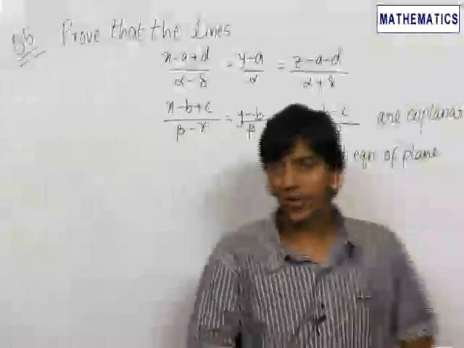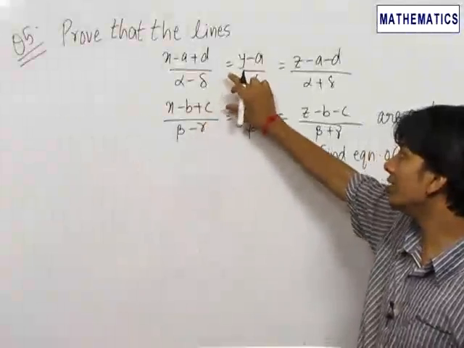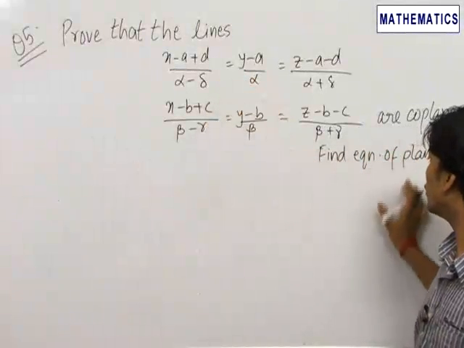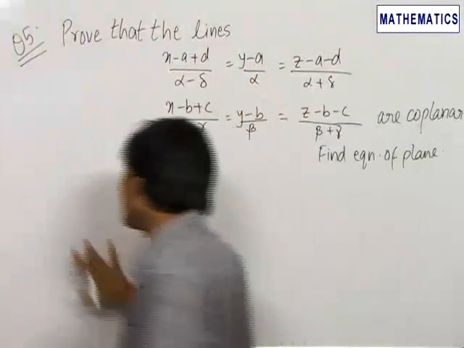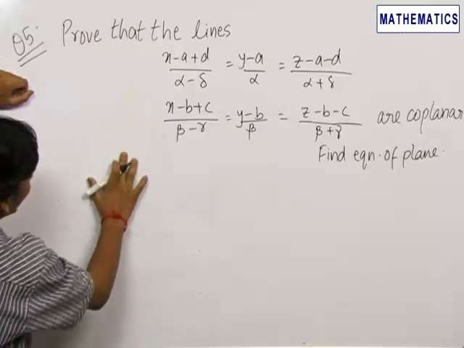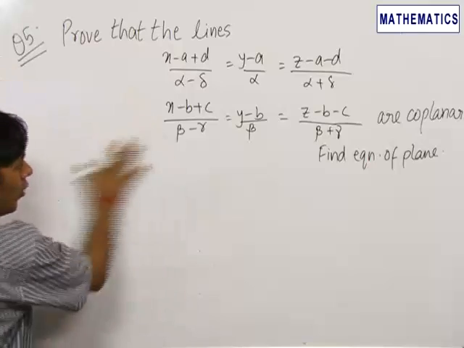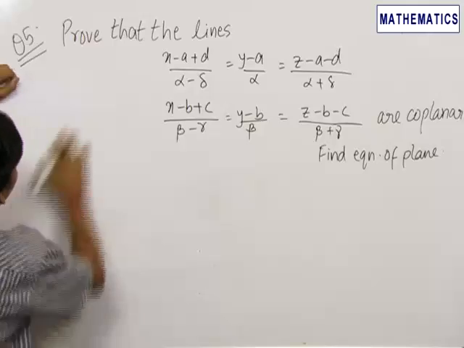The fifth question that we have can be very simple if you know the determinant method to solve the question. We have to prove that these two lines are coplanar and we need to find out the equation of the plane in which they lie. For these two lines to be coplanar, they can either be intersecting or they can be parallel. Only in these two cases will they be coplanar.